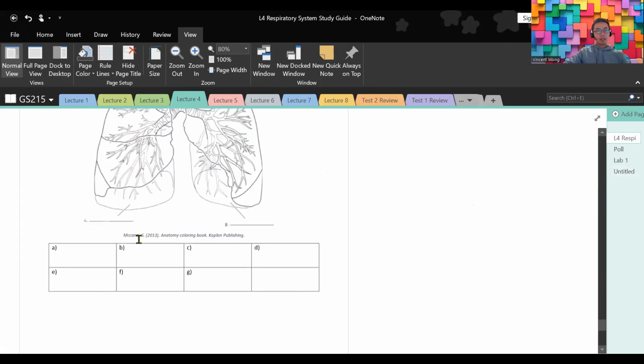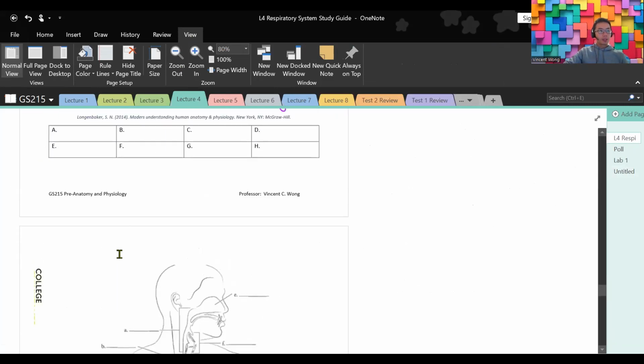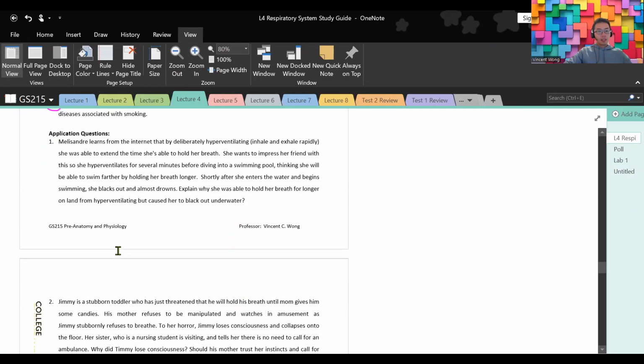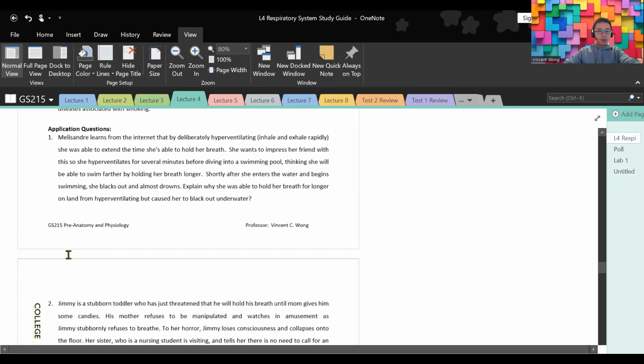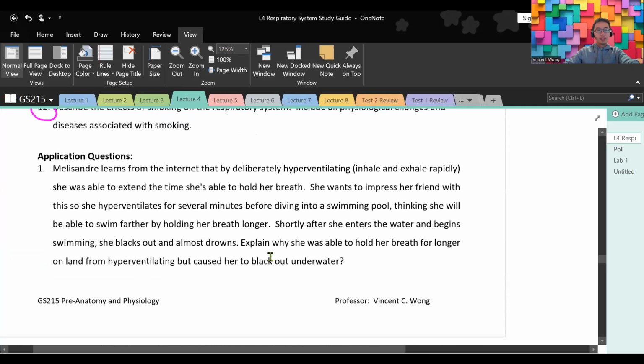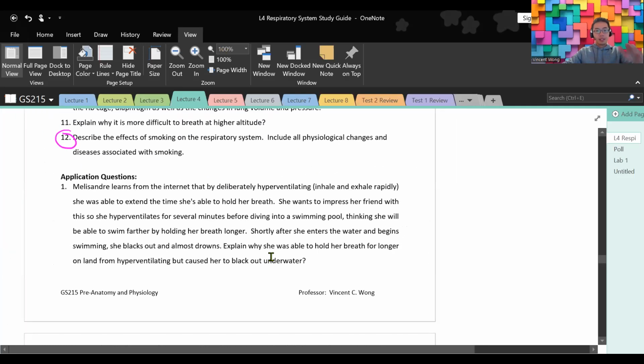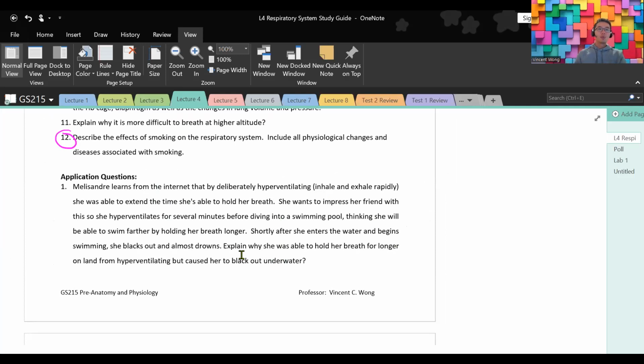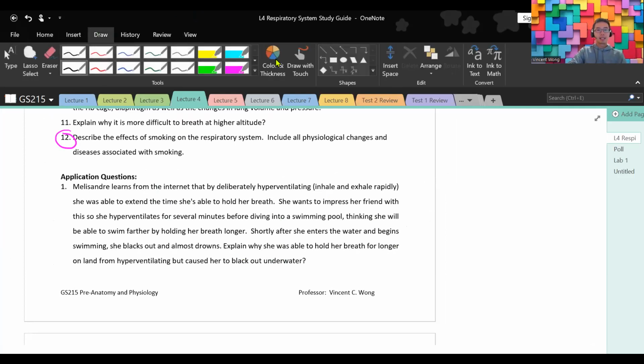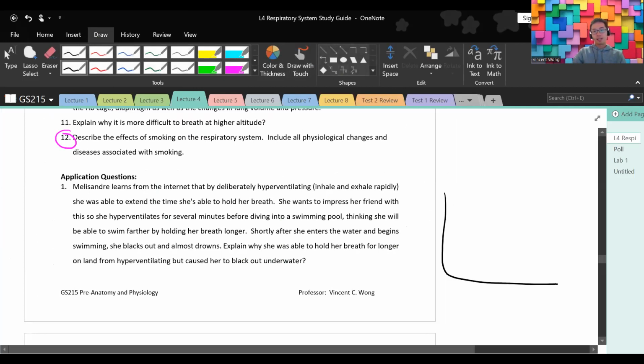Great. Let's just quickly talk about the application question here. Okay, I'm just going to paraphrase this. Basically, if you hyperventilate like that, if you do it like 10 times and then you hold your breath, you will be able to hold it longer than you normally would. Okay, and I explained this in class, but here is the short version of that.